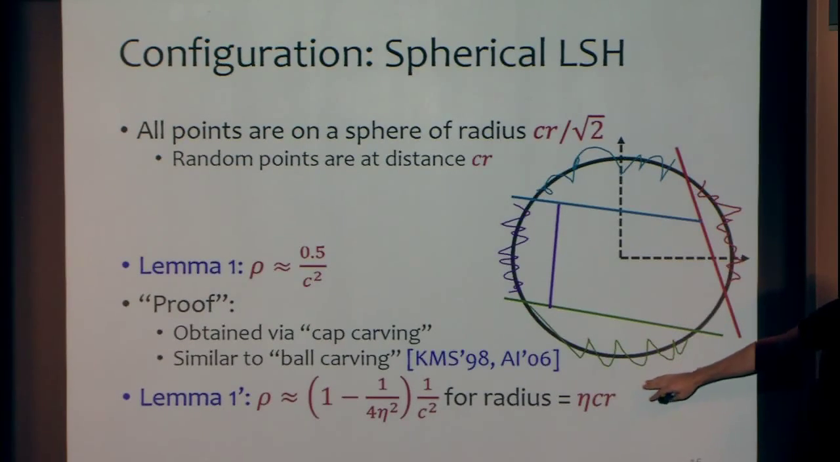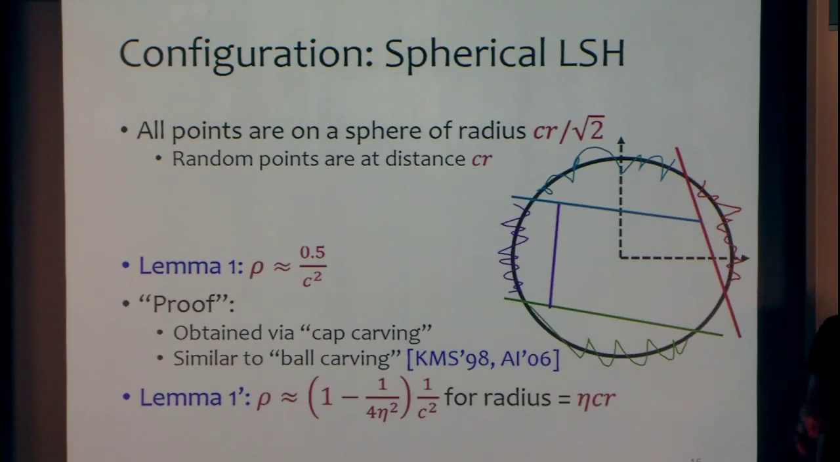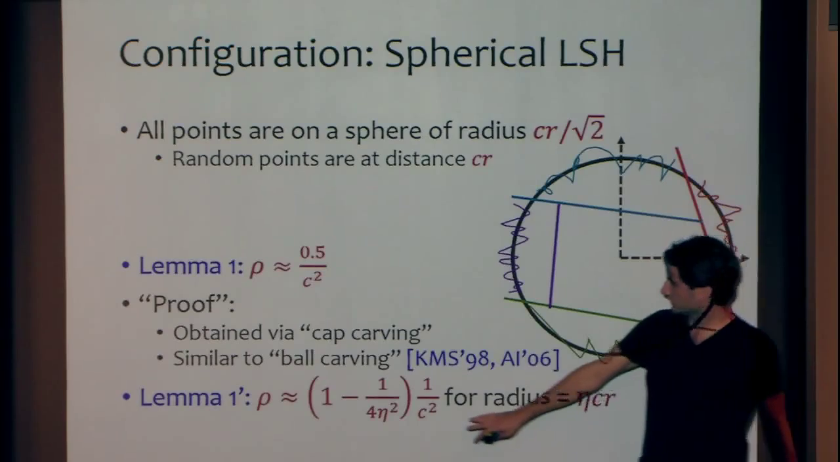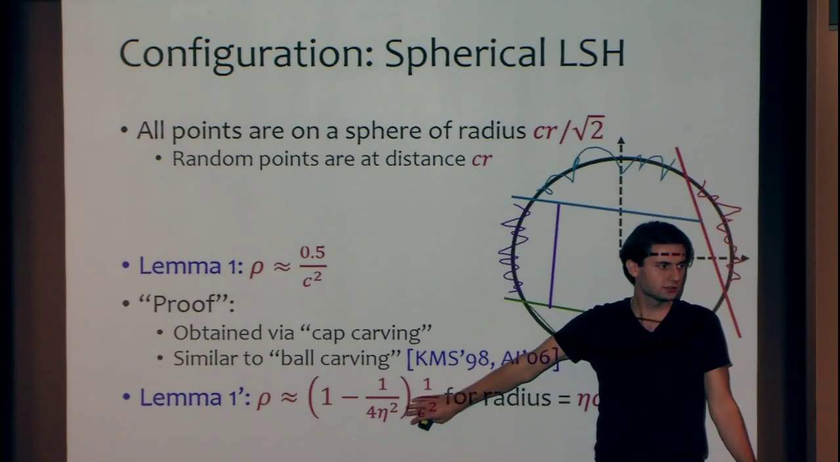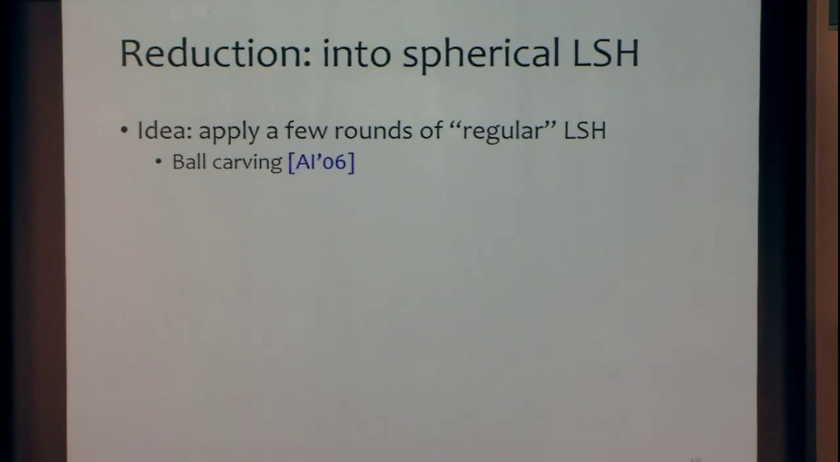But in general, this kind of improvement over the lower bound is possible even when the radius is slightly more than cr. If it is more by some eta, think of it like 10, then you still obtain something that is better. It depends on eta, right? It decays with eta. Something has to decay with something, because we cannot obtain better than 1 over c squared in general. So this is this special configuration where we can obtain better rho.